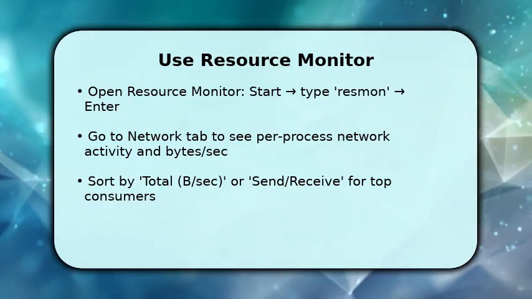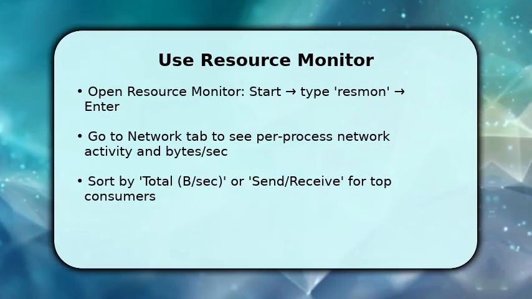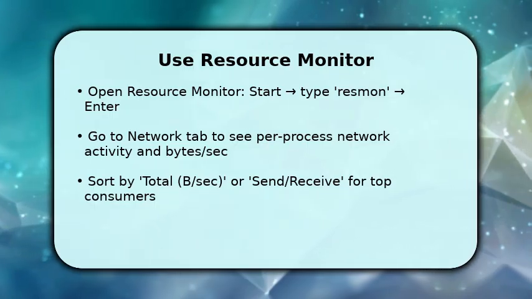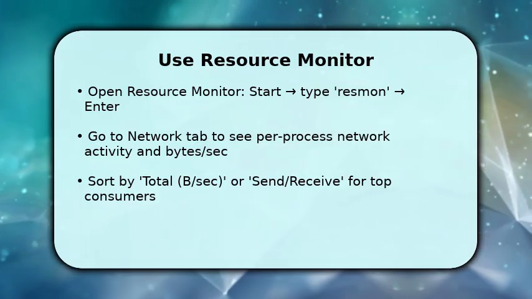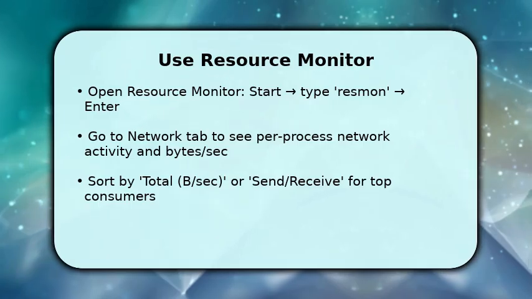This tool breaks down network usage by process. Once in Resource Monitor, click the Network tab and focus on the processes with network activity and network activity tables. You'll see columns for send, receive, and total bytes per second. Sort these to find heavy consumers.